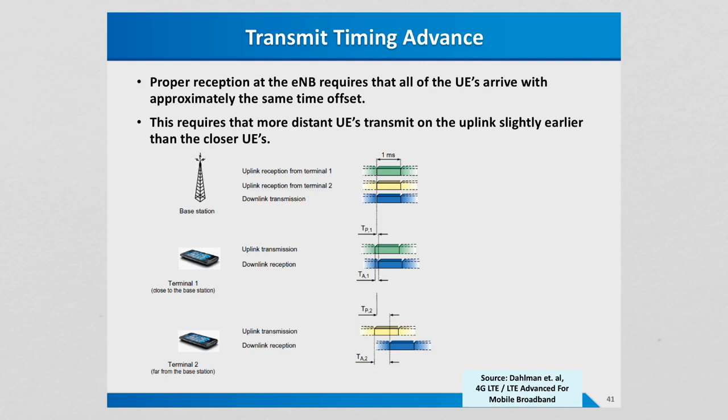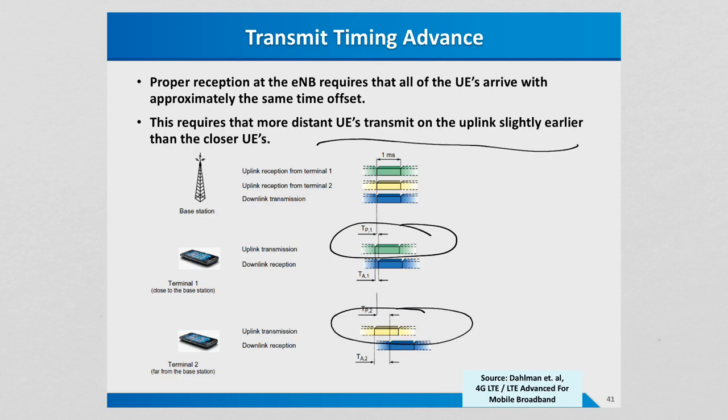So what LTE does is it actually will time the transmission so that the more distant UEs, more distant terminals will actually transmit a little bit earlier than the closer UEs. And so by doing that, they arrive at the same time. And so in this example, you have a terminal 1 that's transmitting on the uplink and a terminal 2 that's transmitting on the uplink, and they time themselves in such a way that they arrive, you can see here, at the same time at the base station.